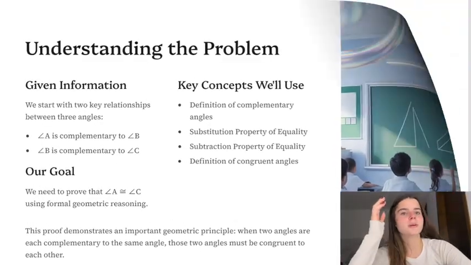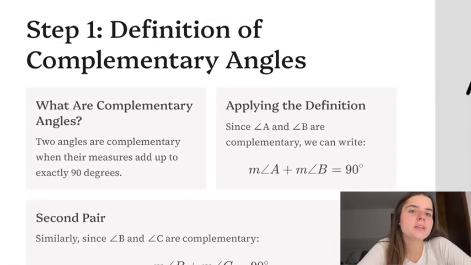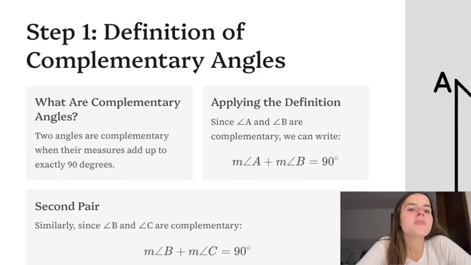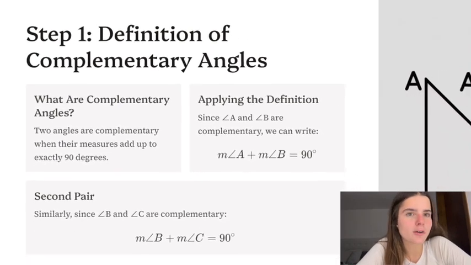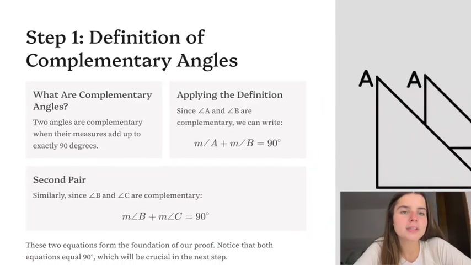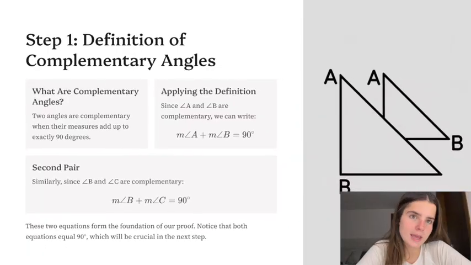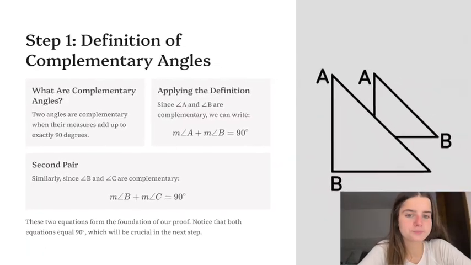So let's start with step 1, that is the definition of complementary angles. By the definition of complementary angles, the measures of two complementary angles add up to 90 degrees. So we can write MA plus MB equals 90 and MB plus MC equals 90 degrees.